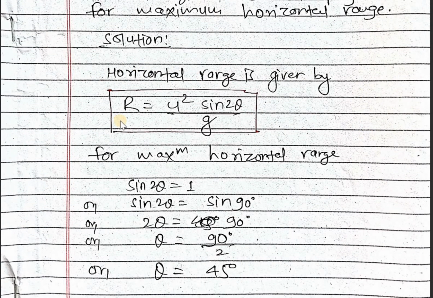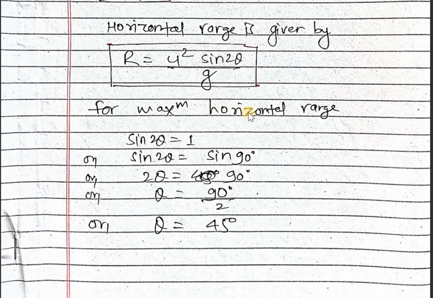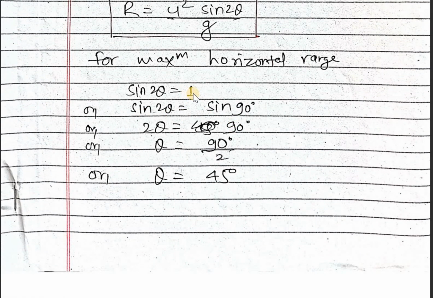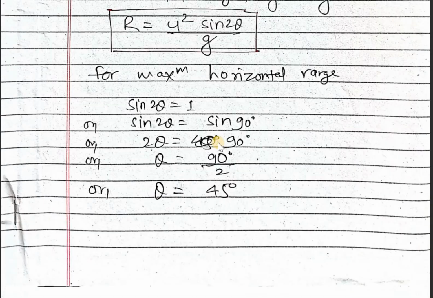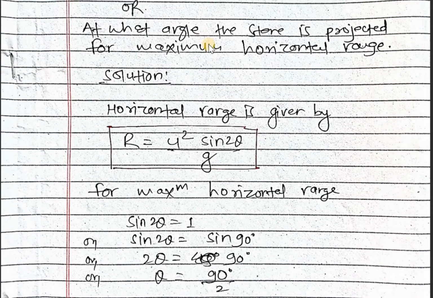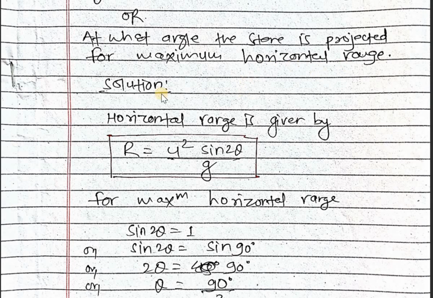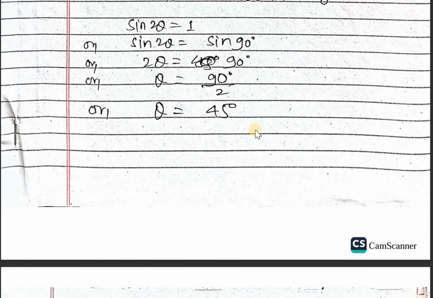First of all, we know the horizontal range is given by R = u square sine 2 theta upon g. For maximum horizontal range, sine 2 theta equals 1. We know the value of sine 90 equals 1, so in place of 1 we can write sine 90 degree. Therefore 2 theta equals 90, then theta equals 90 by 2, so theta equals 45 degree. So for maximum horizontal range, theta must be 45 degree.